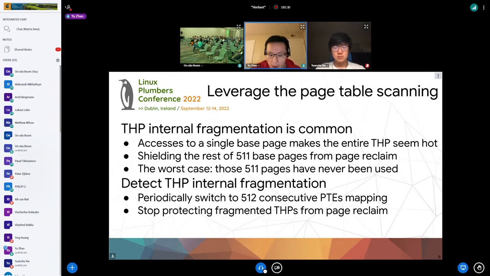If the utilization is high, we can just swap those 512 consecutive PTEs back with the original PMD. We don't need to take the mmap lock for write, because previously we said the 512 consecutive PTEs mode is considered a collapsed mode. It's not the split mode.